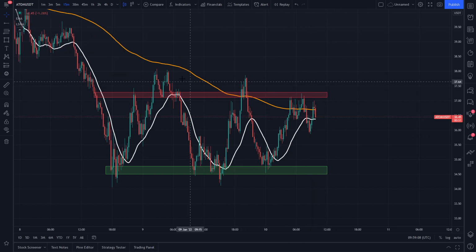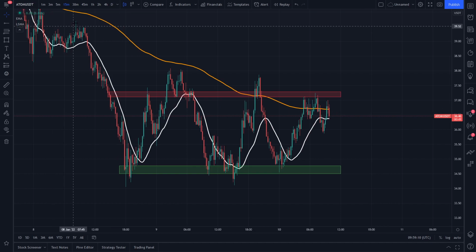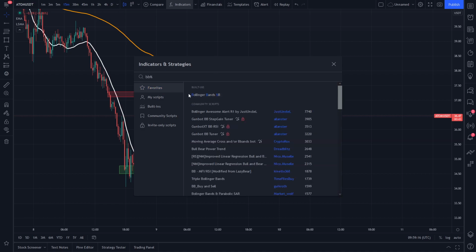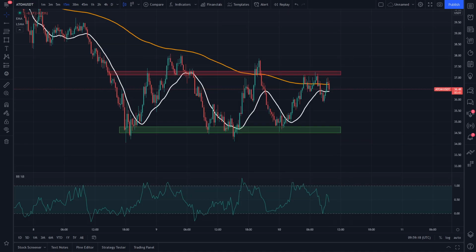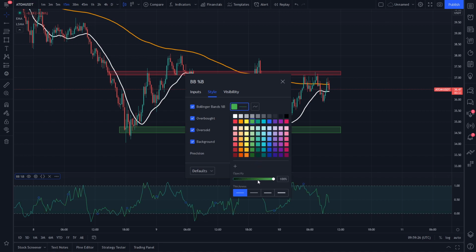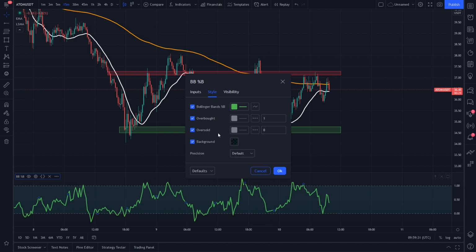Right. So we have the LSMA, we have the EMA, and then we need the Bollinger Band strategy, BB percentage. You click on the very first one. You go into the settings, adjust the line according to the color needs.